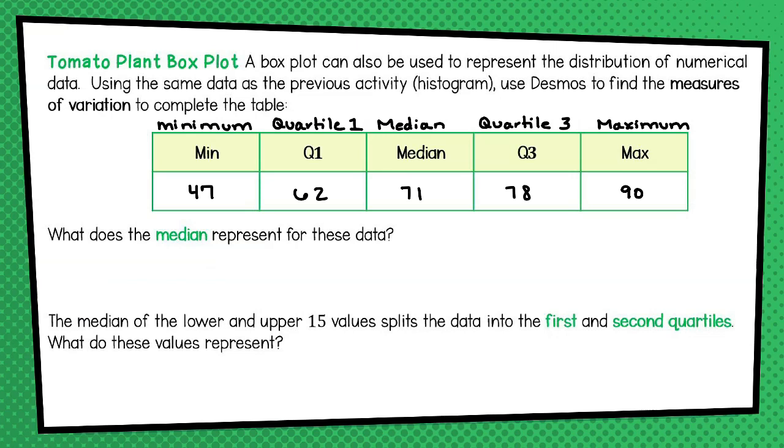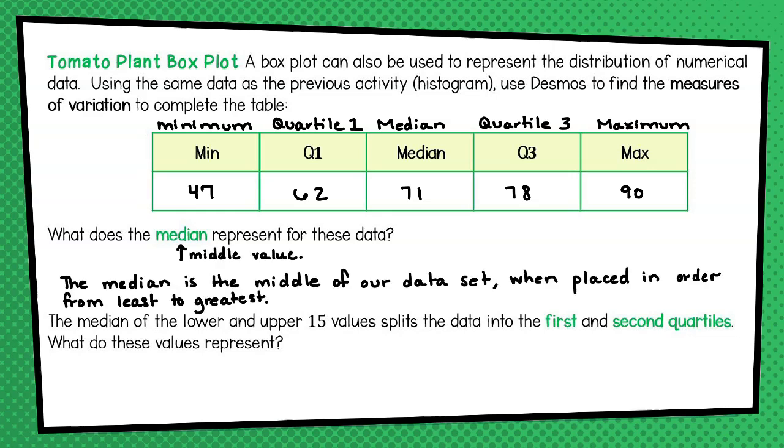Alright, from here let's answer a couple of questions. First off, what does the median represent for these data? Well, the median is literally the middle value of our data set. We have to place our data in order from least to greatest to find the median directly. However, software such as Desmos or other graphing calculators can find the middle value without us having to organize the data ahead of time, which is very helpful.